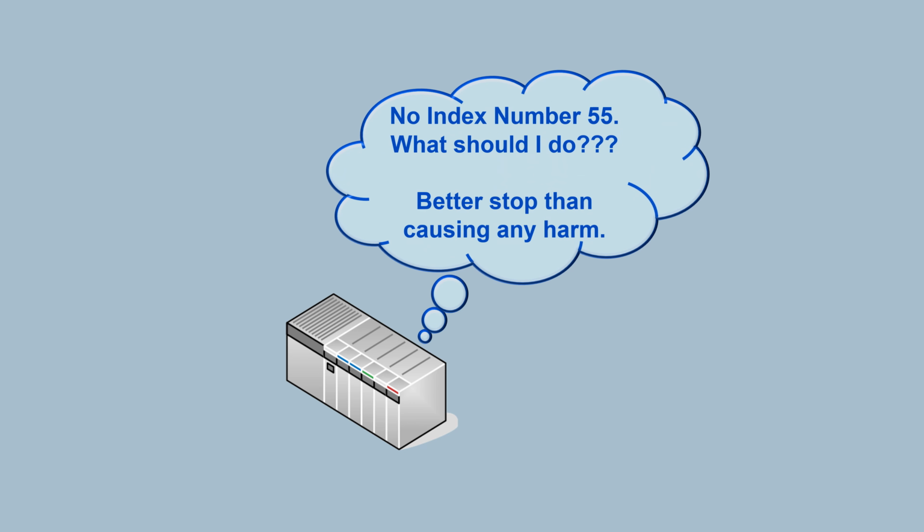PLC has no way of knowing what to do in this case, when array member 55 is called that doesn't exist. PLC opted for the safer option and halted the PLC operation.